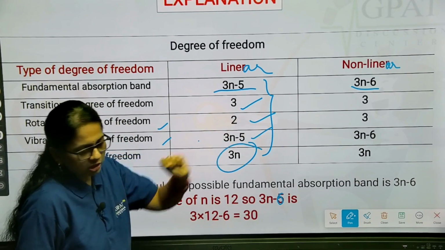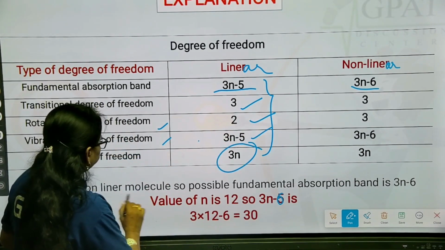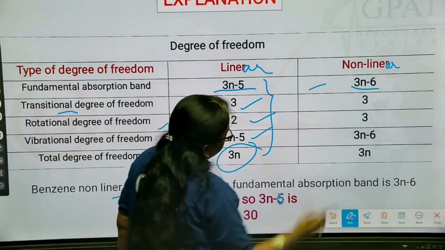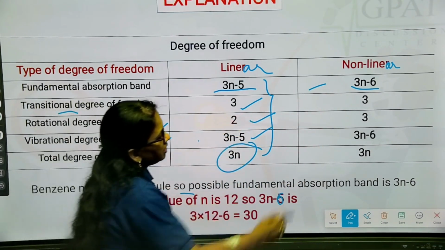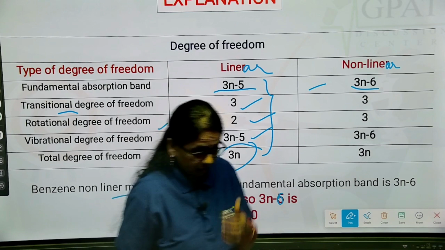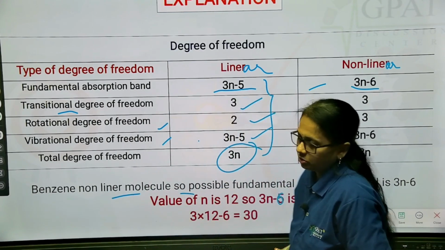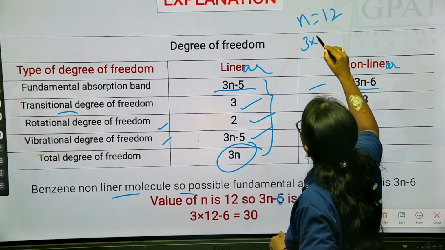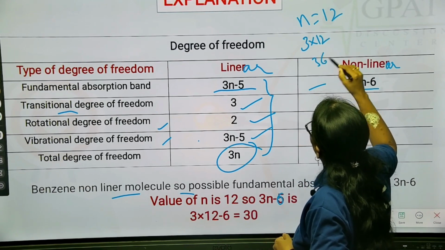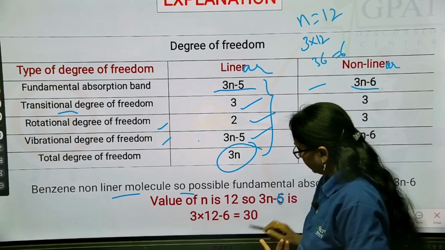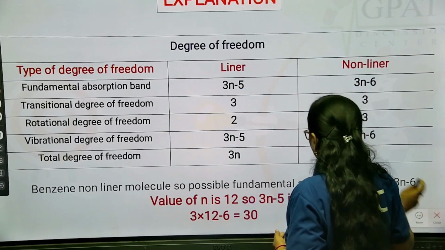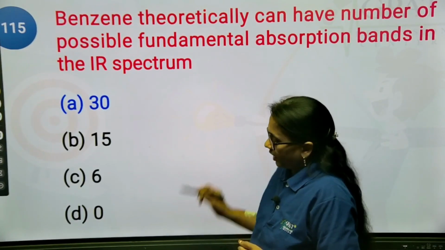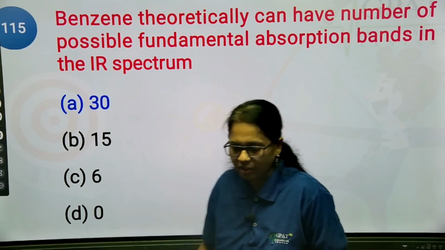So benzene is a non-linear molecule. So the possible fundamental absorption bands is nothing but 3n minus 6. So 3n minus 6, n equal to how many here? C6H6, 12. Okay, n equal to 12 here. So 3n minus 6, 3 into 12 is 36, minus 6, 36 minus 6 equal to 30. So this is the right answer. So what are the options they have given? That is option A. Okay, so it is going to be the right option.